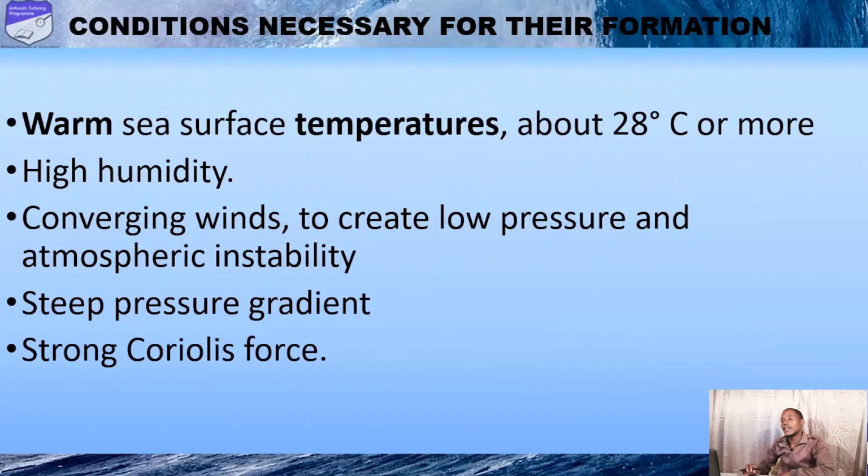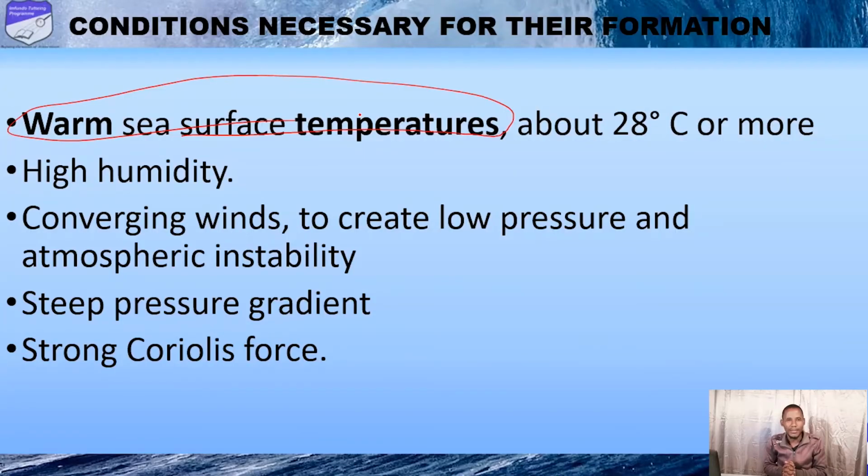Next, let's look at the conditions that are necessary. What is it that has to be there in order for a cyclone to form? First of all, there need to be high temperatures, warm sea surface temperature. Why do we need high surface temperatures? It needs to be hot in order for evaporation to occur. Remember, we said it consists of tall cumulonimbus clouds, but before those clouds form, it needs to be hot so that we can have evaporation. That's why we say high sea surface temperatures.